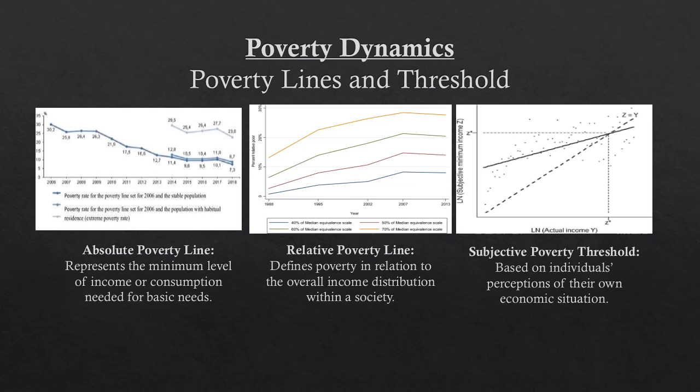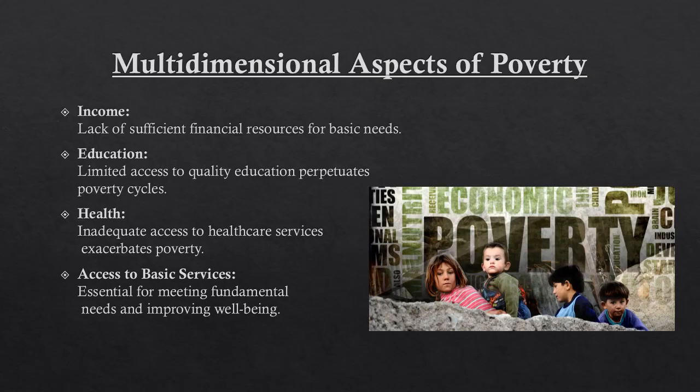Relative poverty line defines poverty in relation to the overall income distribution within a society. For instance, in the European Union, relative poverty might mean living on less than 60% of the median income. Subjective poverty threshold is based on individuals' perceptions of their own economic situation. It's about how people themselves see their situation. Surveys might ask questions like: do you struggle to afford food? Or do you worry about paying your bills? It gives us a more defined view of poverty, taking into account people's own experiences and perceptions.